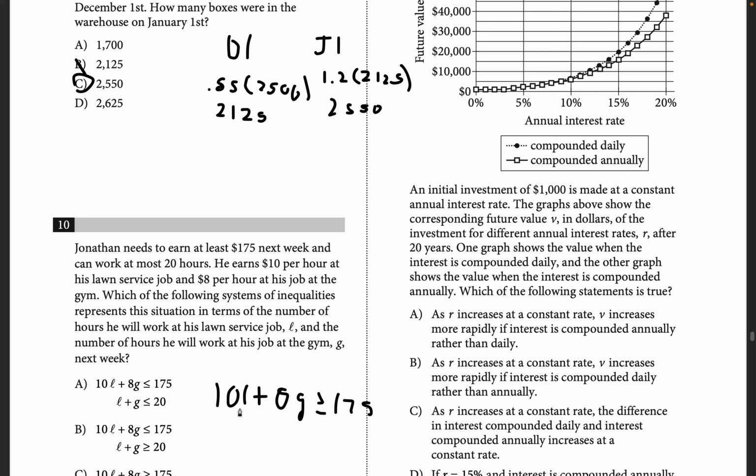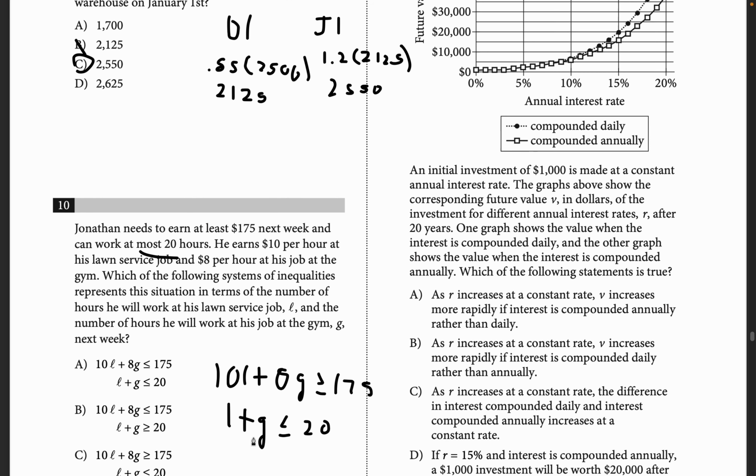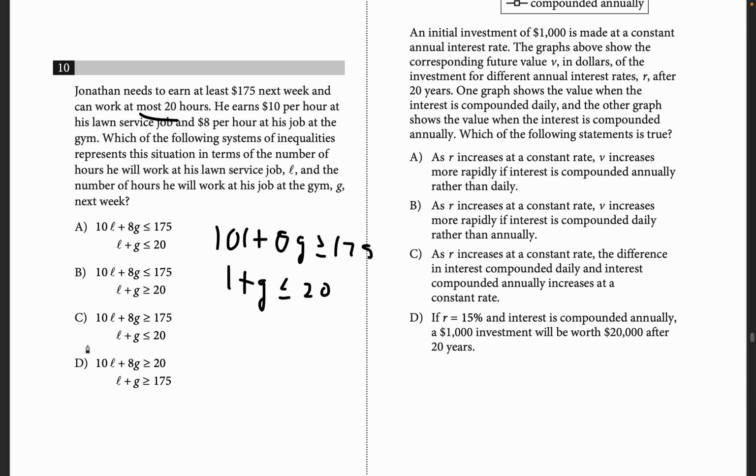And then you need one for the hours. So L plus G has to be, let's see, at most. So that's less than or equal to. Let's see which one that is. It's choice C.